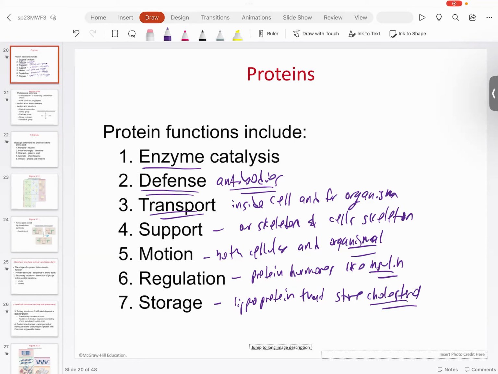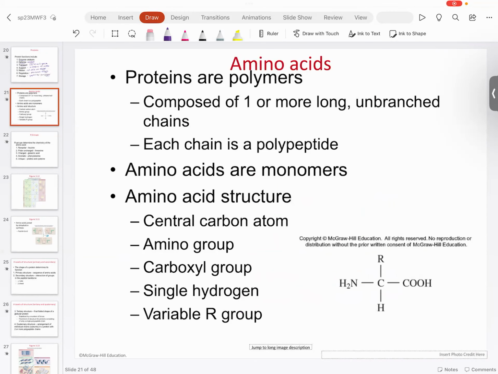Pretty much every function you can think of in the cell or in the body is largely driven by a protein. And of course, how do you build proteins? The polymer, you build it with the monomer. The monomer is the amino acid. And we've already seen this one, right?